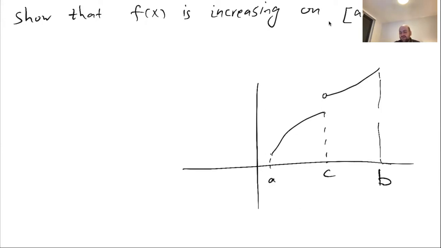Well, where could x1 and x2 be if I want to consider 2 points x1 and x2 in this interval? What are the possibilities? Well, of course, one possibility is that I can have 2 points here, x1 and x2.